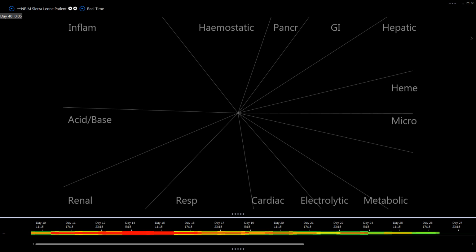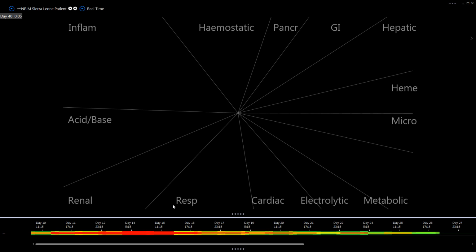One of the visualizations that Storm Tracker provides is the radar weather map. Think of this as a conversion of the body to geographic space. For instance, states in the United States which relate to physiologic systems of the body. For instance, this is the inflammatory region, the hemostatic region, or the clotting system, the acid-base system, the renal system, and the respiratory system.